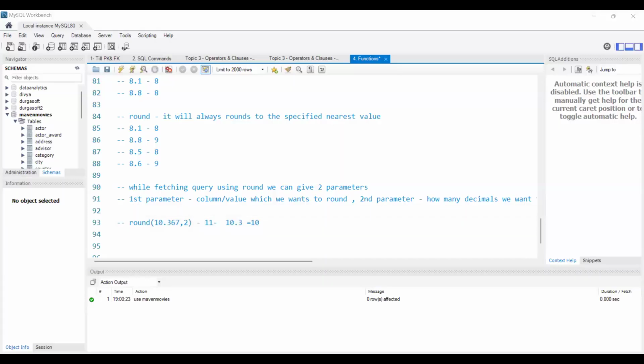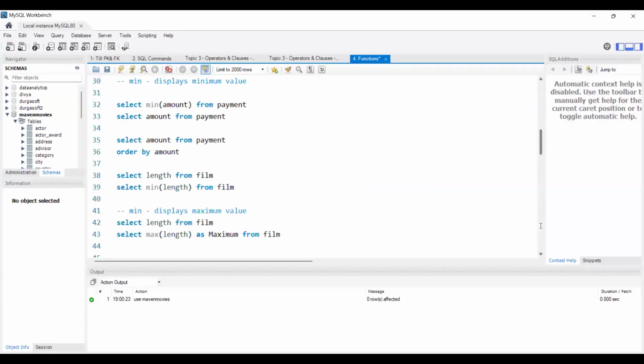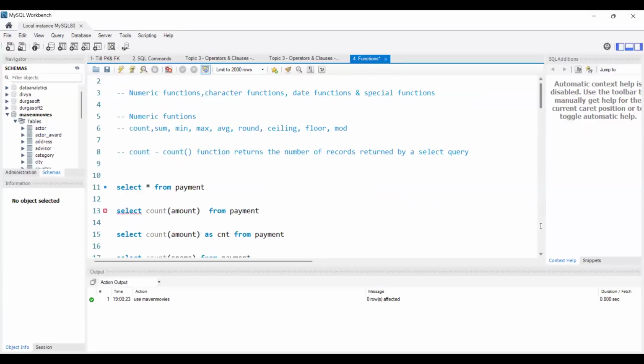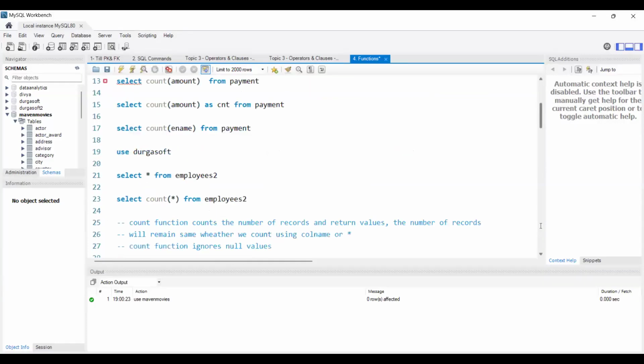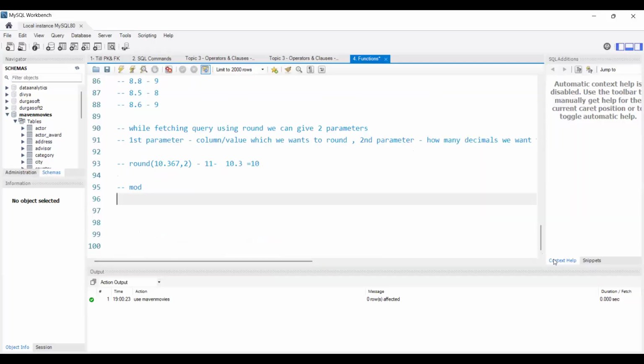And next comes mod. That's it, right? Yes, we are left with only the mod function. Mod is nothing but the remainder.